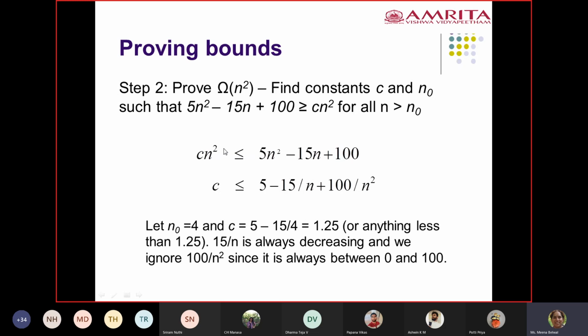If you want to understand the greater than or less than thing, you can write it like this: Cn square is less than or equal to this. So this gives you C is less than or equal to this, and you want to find the minimum value of C. That is why you are ignoring 100 by n square.